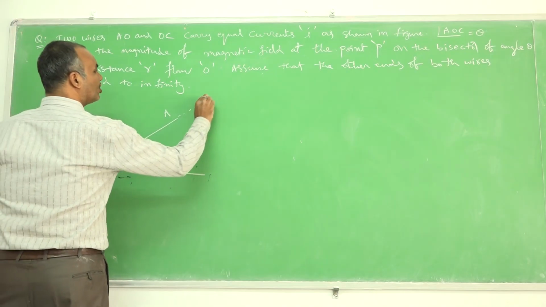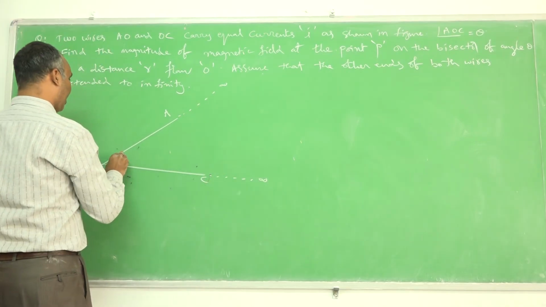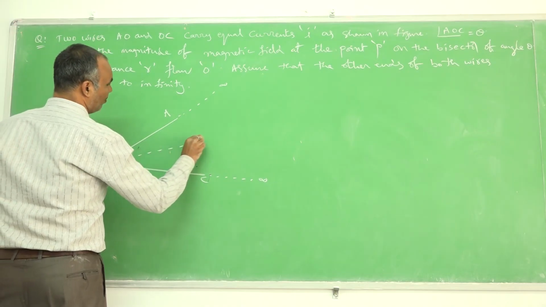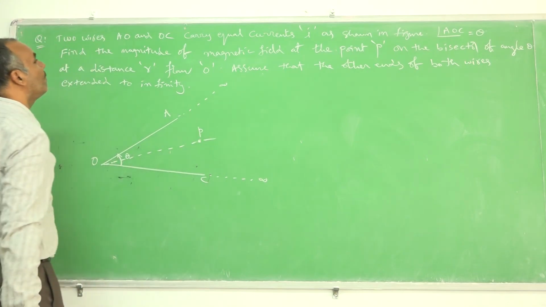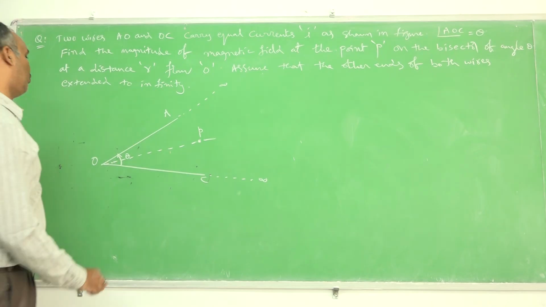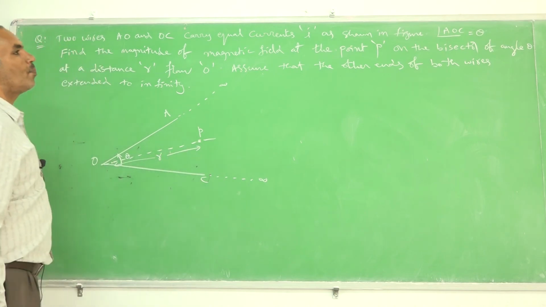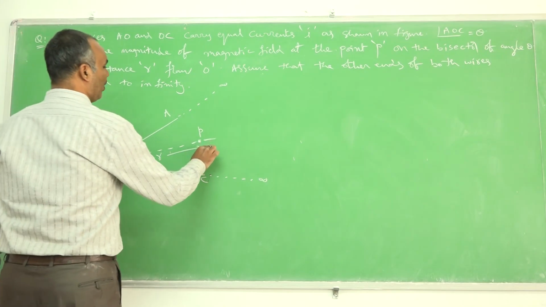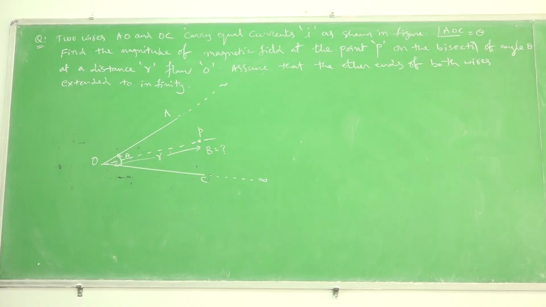AO extended to infinity, OC also extended to infinity. This is the angle between them. If you take the angular bisector, on this angular bisector there is a point P which is located at a distance r from O. We need to find the magnitude of magnetic field at this point.